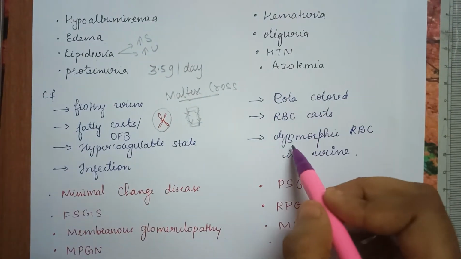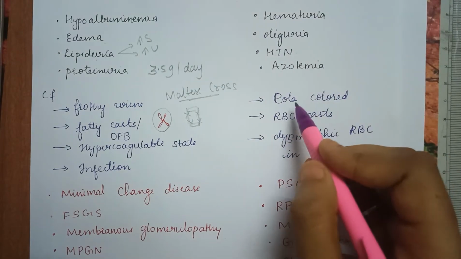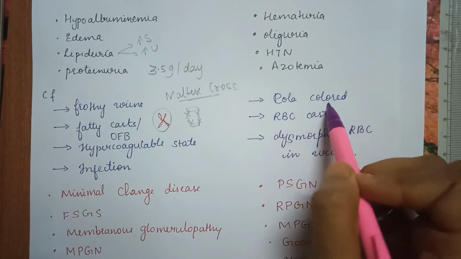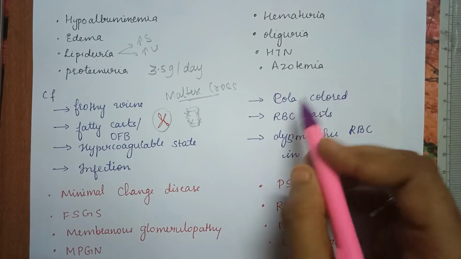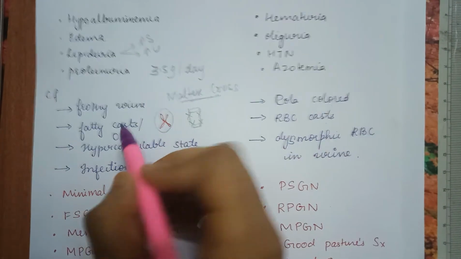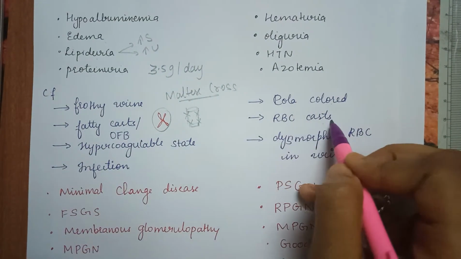Whereas in nephritic, the patient will complain of cola colored urine. This is mainly because of hematuria. There is cola colored urine, that is RBCs in the urine, plus here we can find RBC cast. Here it is fatty cast, here it is RBC cast or granular cast.